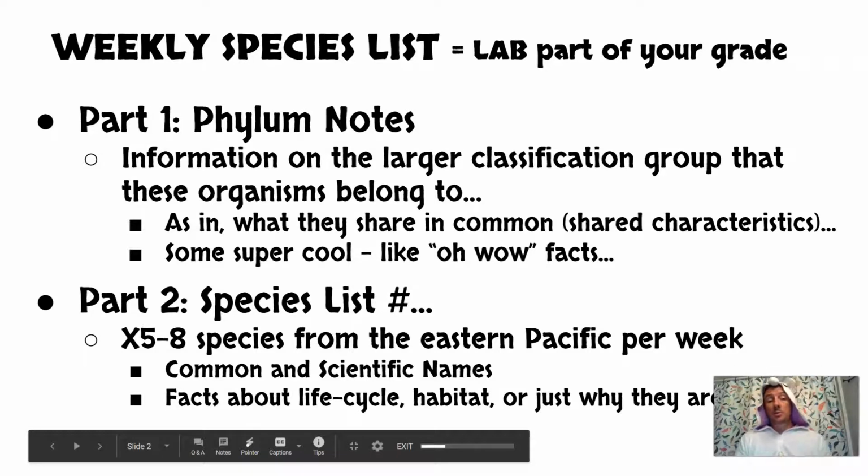The second part will be the actual species, and we'll do 5 to 8 different species each week from the Eastern Pacific, which is our ocean here. Even though we're on the West Coast, we're on the east side of the Pacific Ocean, if you think about it that way. You'll have to learn the common and scientific names for each species, and then at least 1 or 2 interesting facts about them. Those facts are going to be up to you, so whatever you find interesting, you'll be learning. Those facts just have to be something substantial, not something you could just see in the photo, like they're green because it's green in the picture. That's not a wow fact, that's a no duh fact.